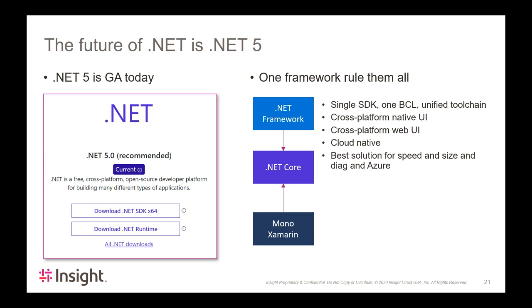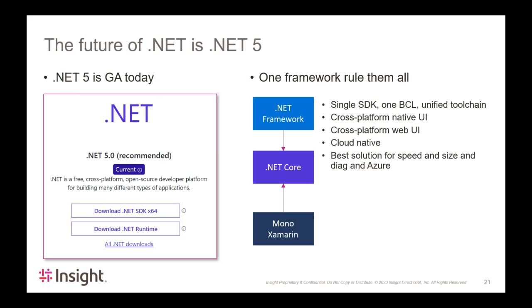It's literally GA today. And the future of .NET is .NET 5. We know previously .NET came in different varieties. You had the .NET Framework, which is the Windows native one, with WPF and WCF, which are not available in .NET Core. We have .NET Core, which is the cross-platform one for Linux, Mac OS, whatever you name it. And you had the mobile-based Mono and Xamarin, basically everywhere.